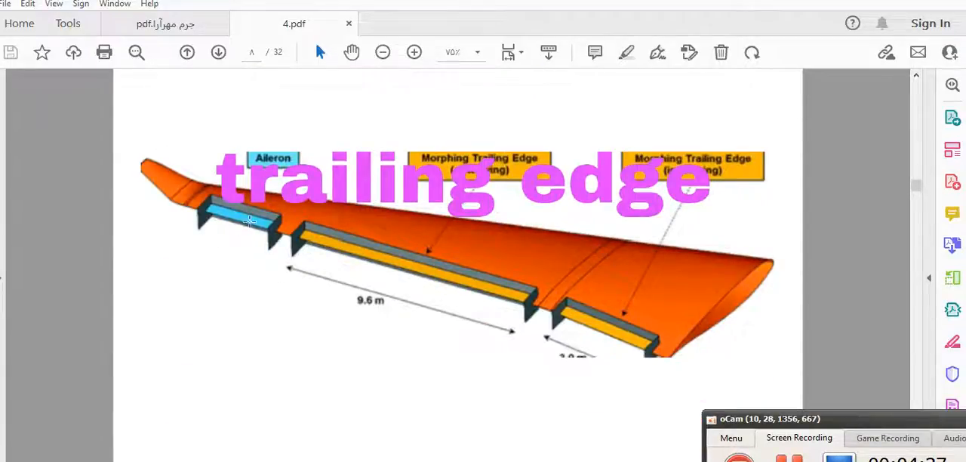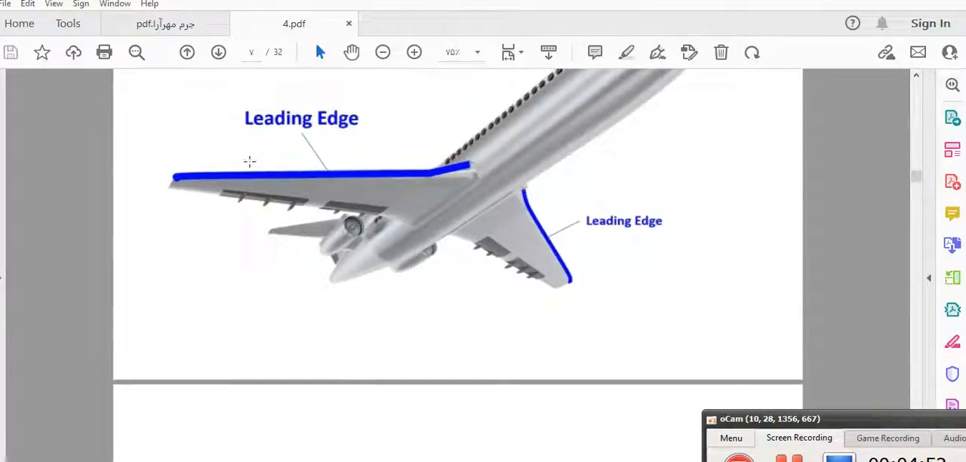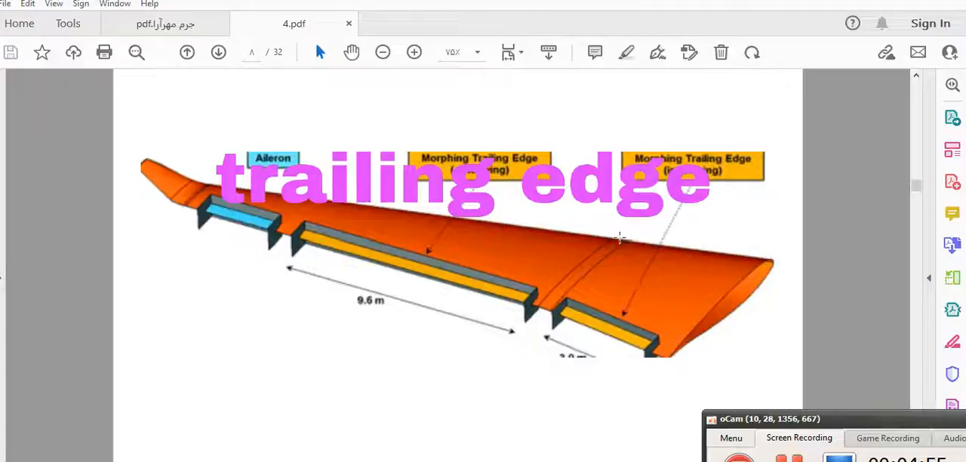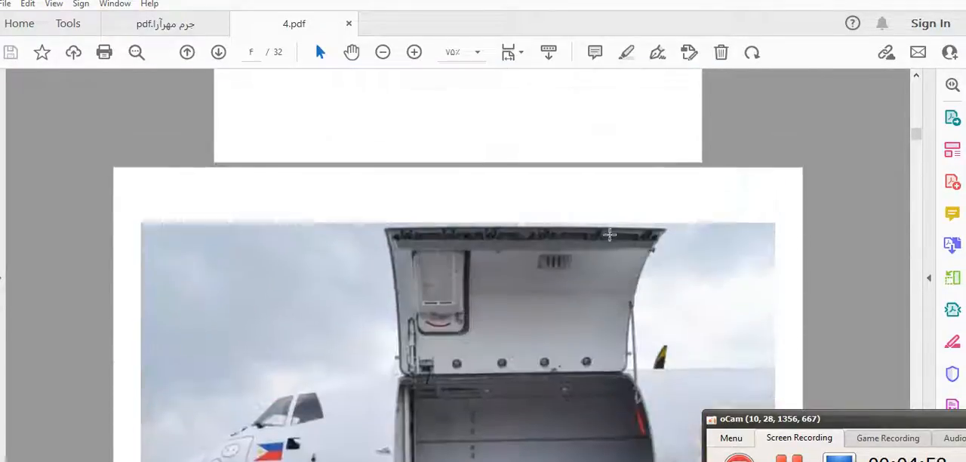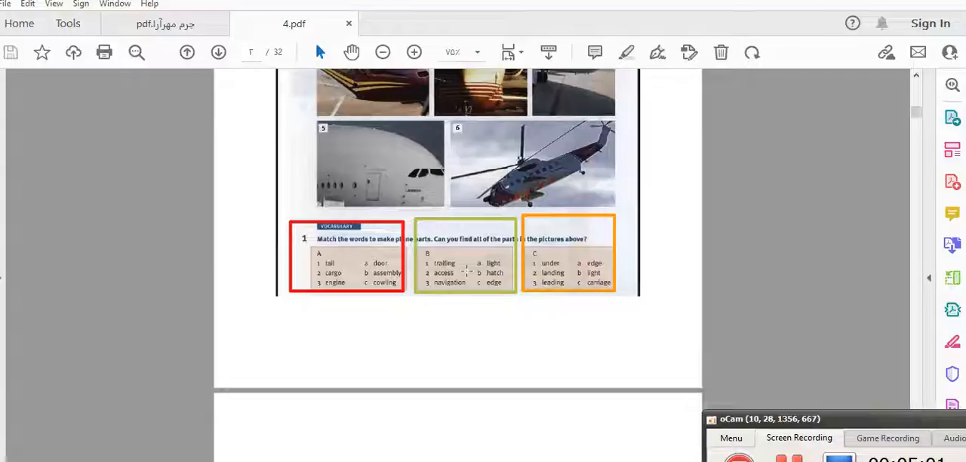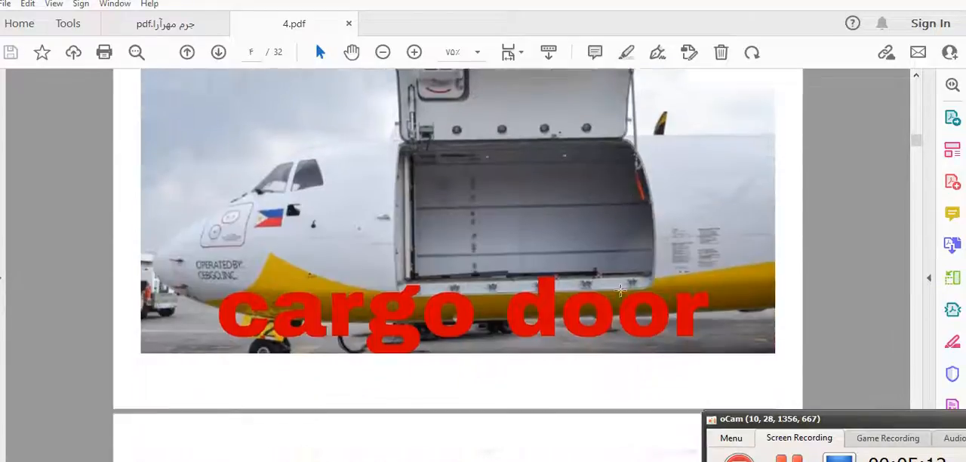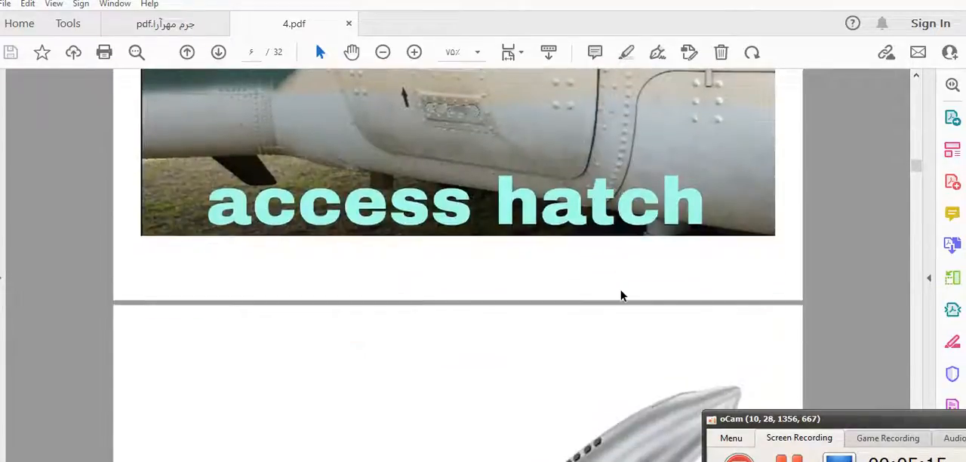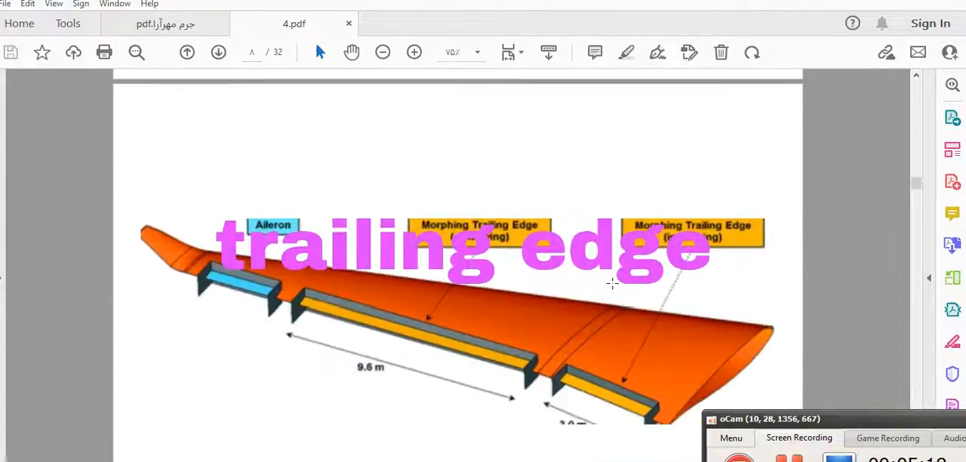And in this picture you can see all these parts, these three parts, connected together. You see, the inner part is the trailing edge. Memorize them. Leading edge, trailing edge. Look. Where is it? Right here, trailing edge is here. Leading edge is here. You should match them. You know what I'm doing? Trailing edge, leading edge. Let's go. Cargo door, engine cowling, access hatch, leading edge, trailing edge.